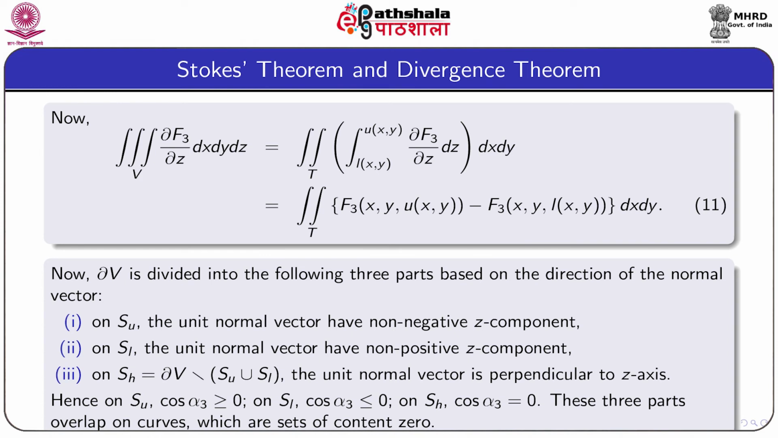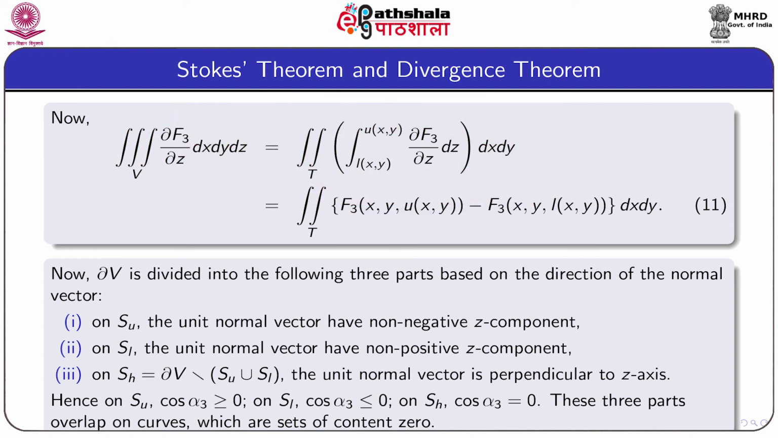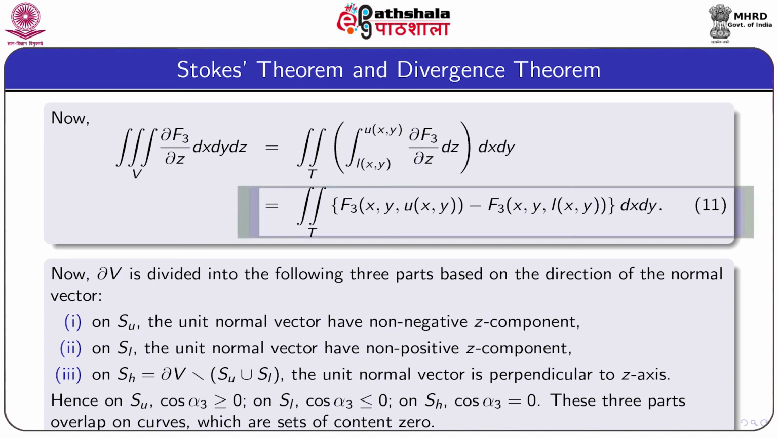Now, the volume integral over V of ∂f3/∂z dx dy dz equals the double integral over T of the integral from l(x, y) to u(x, y) of ∂f3/∂z dz dx dy. This equals the double integral over T of f3(x, y, u(x, y)) minus f3(x, y, l(x, y)) dx dy.